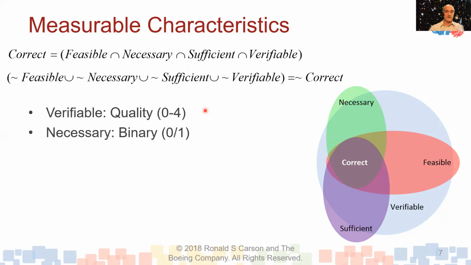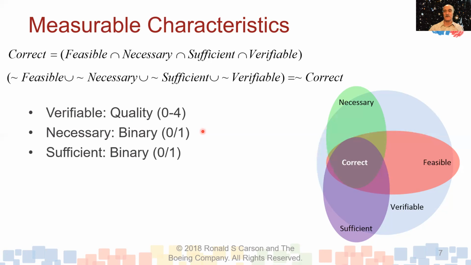Necessity is scored as a binary. It's either necessary or it's not. In other words, if I cannot satisfy the parent requirement without this requirement, then it's necessary and it scores 1. On the other hand, if I could delete it, then it scores a 0 because it's not necessary.